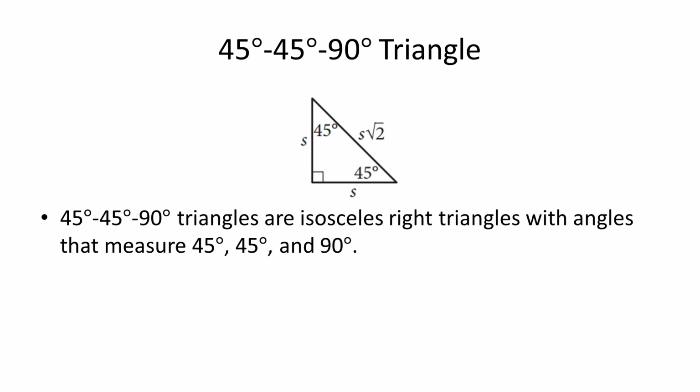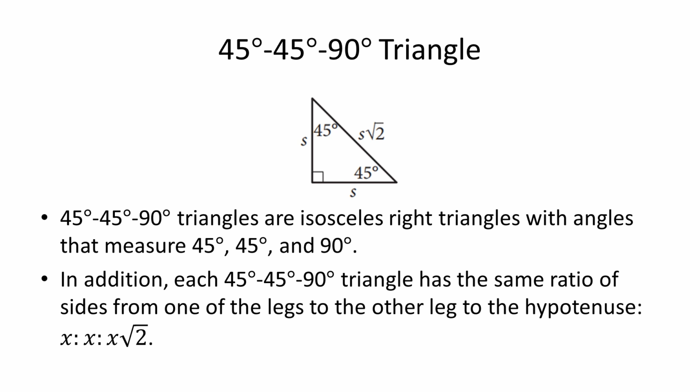The second special right triangle that you're given information about is the 45, 45, 90 triangle. 45, 45, 90 triangles are isosceles right triangles with angles that measure 45 degrees, 45 degrees, and 90 degrees. In addition, each 45, 45, 90 triangle has the same ratio of sides from one of the legs to the other leg to the hypotenuse, which is x to x to x times the square root of 2.